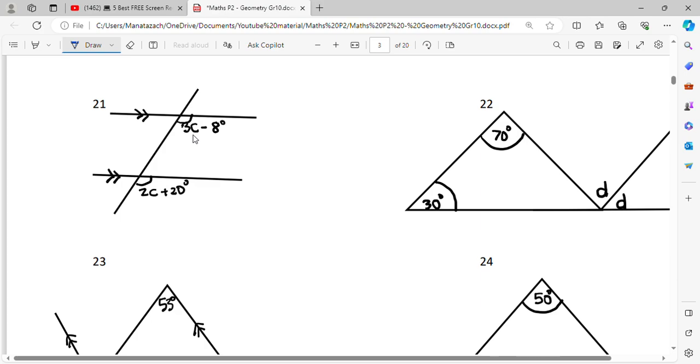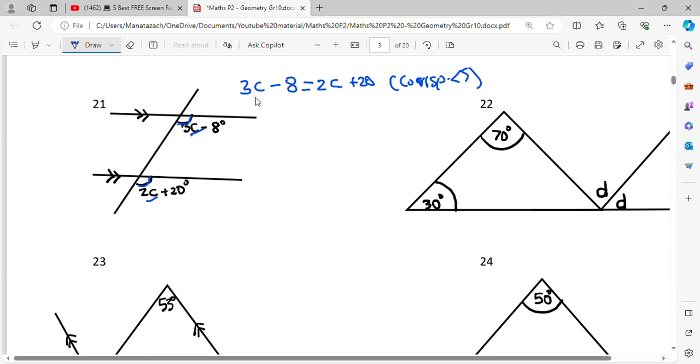So here we'll find the letter C. We'll calculate for letter C. So we'll basically have 3C minus 8. You'll notice that these two lines are parallel, so these two angles must be equal. The reason is corresponding angles. So we'll say 3C minus 8 is equal to 2C plus 20. The reason we'll say is corresponding angles.